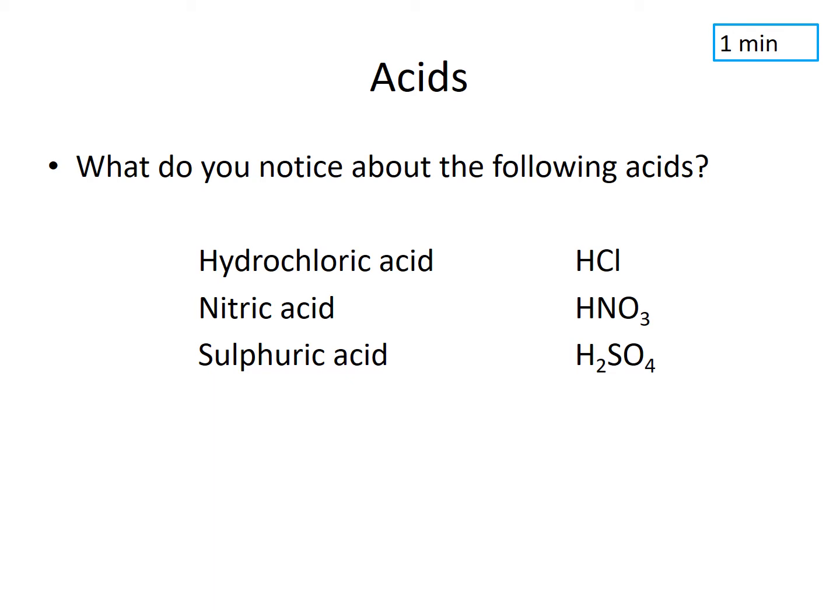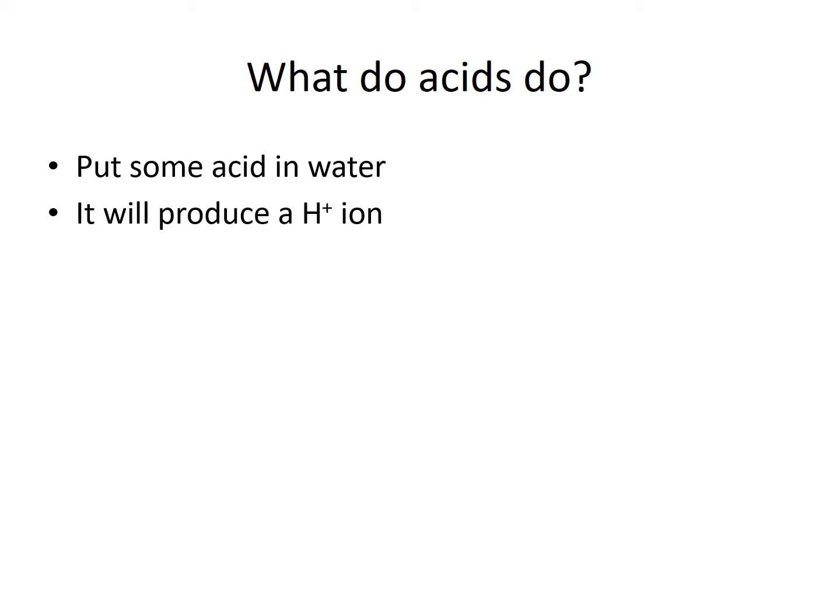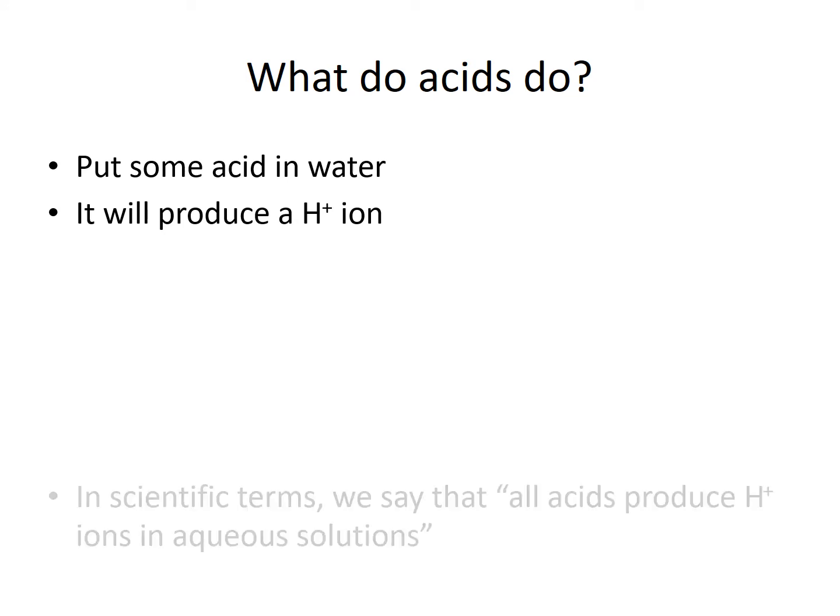If you noticed it, well done. You do, of course, have H in all of the formulas of these acids. So hydrochloric acid has got H in it, nitric acid and sulfuric acid, all 3 of them have got H. So what do acids do? Why is that H important? If we put any acid in water, it will produce a H+ ion.